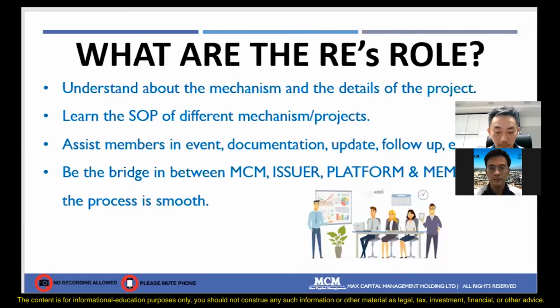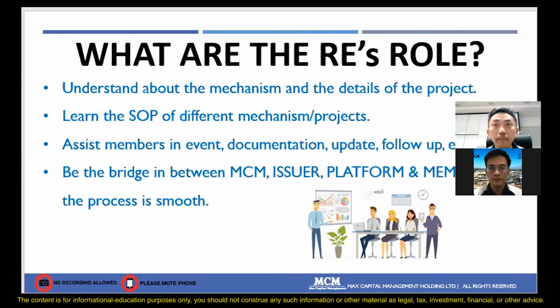We also have a very important role, right? Without the REs, a lot of things can go haywire. And with all our REs today, I think we also have very committed REs with us. So basically these are a few roles that you can look at. The first one will be to understand the mechanism and the details of the project. Almost all the projects, the mechanism is a little bit different. Sometimes the documents are a little bit different, or sometimes the things spelled out in the agreement are a little bit different.